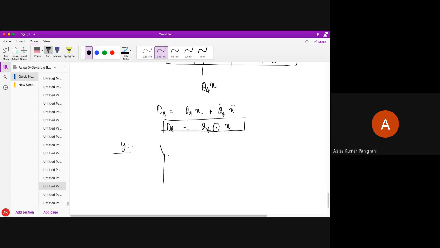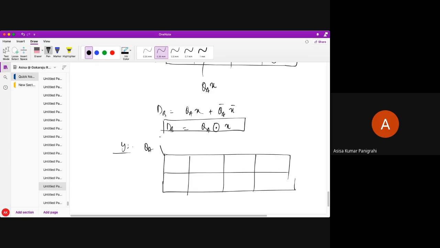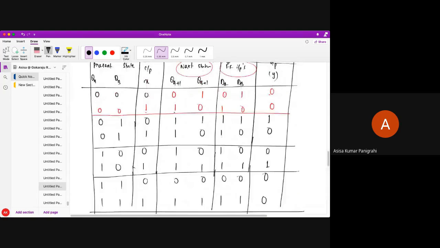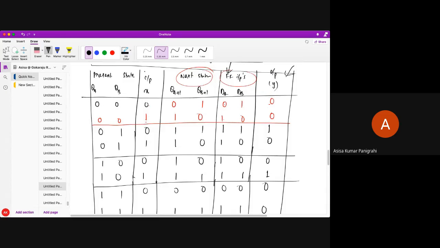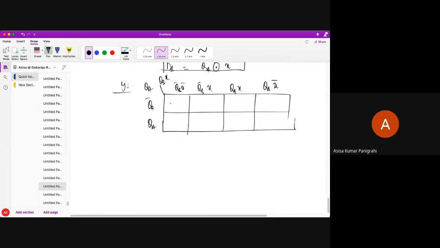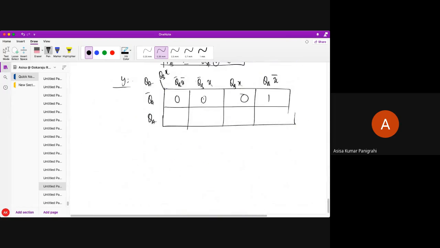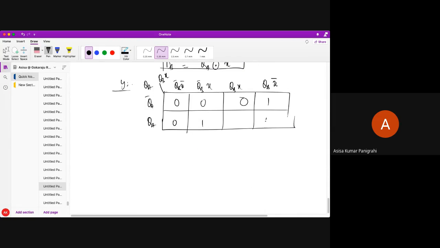So finally the output I have to find out. For output again it's a 3 variable K-map. So this is my QA, QBX, QB bar X bar, QB bar X, QBX, QBX bar. This is my QA bar, QA. Next, I just have to put those Y values. Y values are 0 0 1 0, so 0 0 1 0, and next 0 1 0 0, so 0 1 0 0.